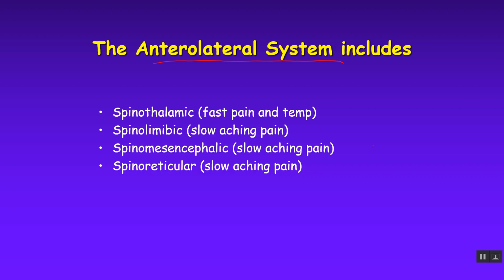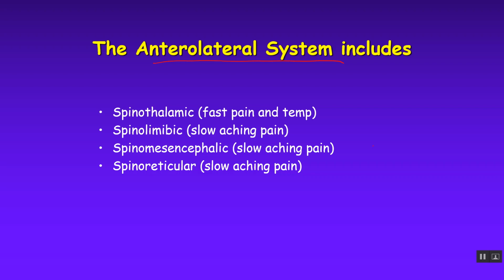So spinothalamic is fast pain and temperature from the body. Spinolimbic is slow aching pain. Spinomesencephalic is also slow aching pain, and spinoreticular is also slow aching pain. They just all end up at different places. This is actually really pretty easy.